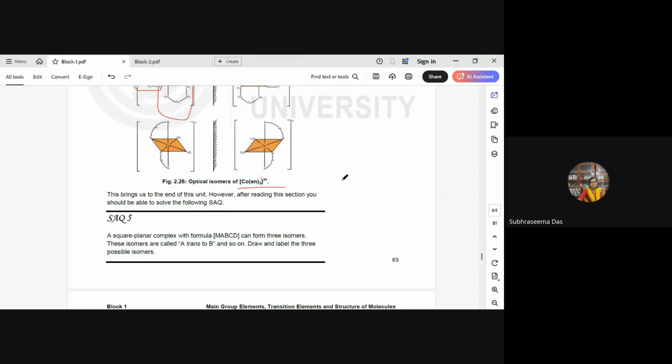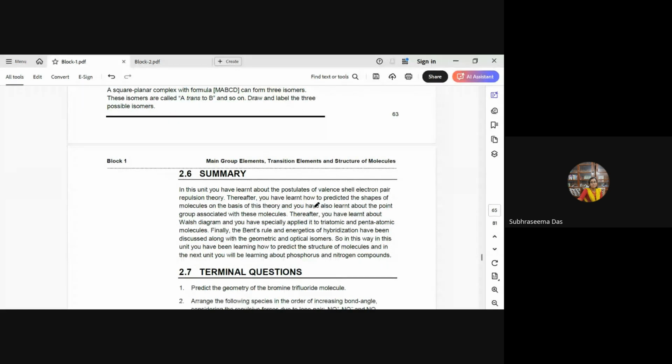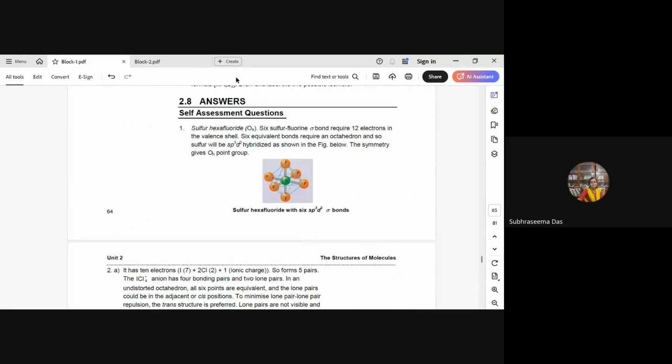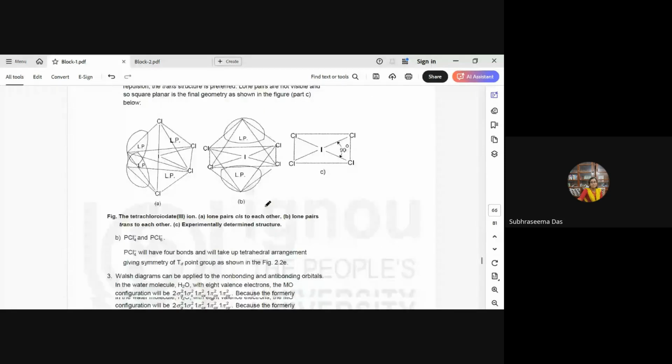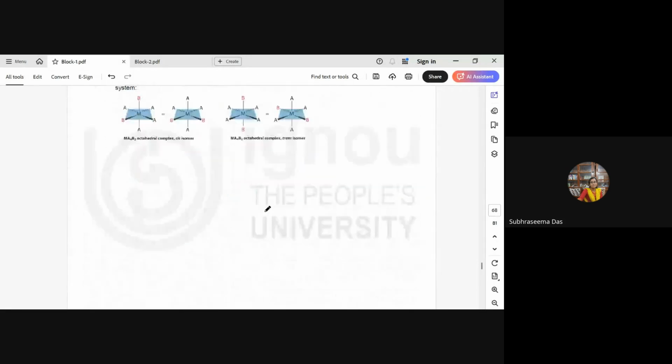So with this, we finish the second block about the main group, the structures of molecules. These are some of the questions that you can go through. The answers have also been provided here, and you can use them for your own practice.